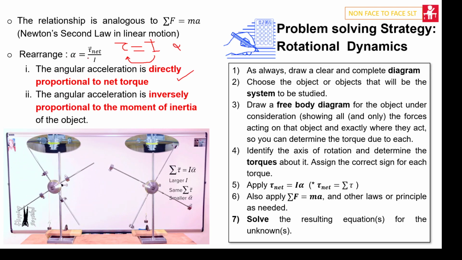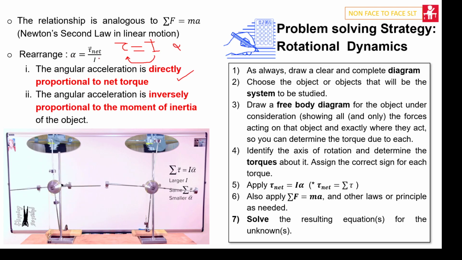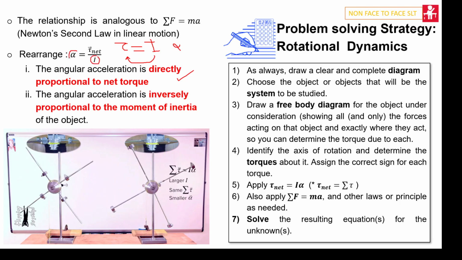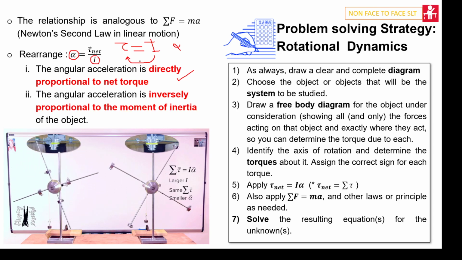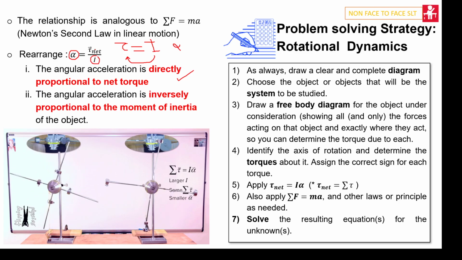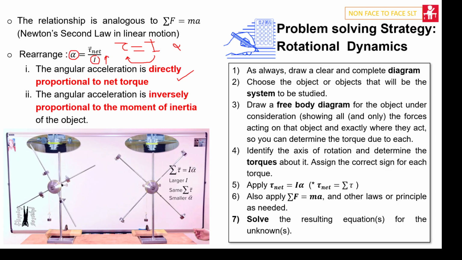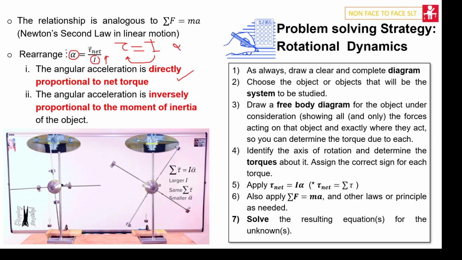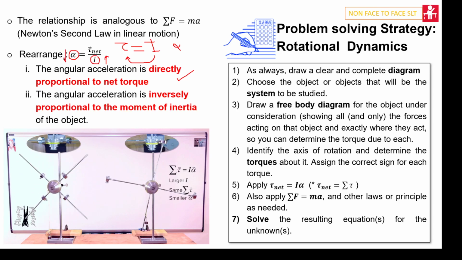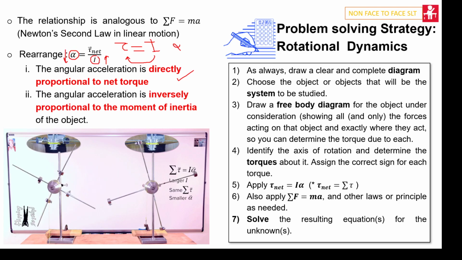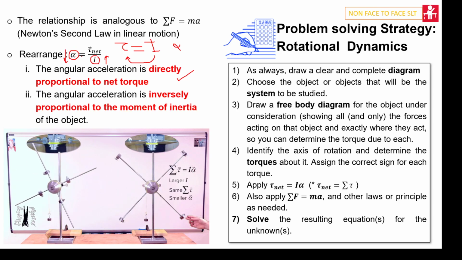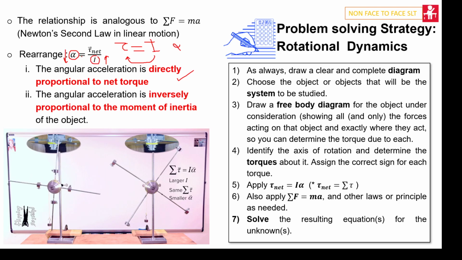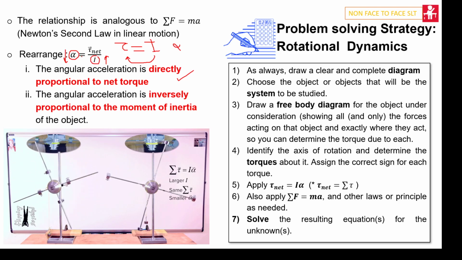The angular acceleration is inversely proportional to the moment of inertia. What it means is that the moment of inertia is the object's resistance to rotation, right? So if you have a large moment of inertia, the object is harder to rotate, and of course your angular acceleration is going to be very low. So it has an inverse relation. I hope that you get that. If the object is harder to rotate, of course it's harder to accelerate the object.